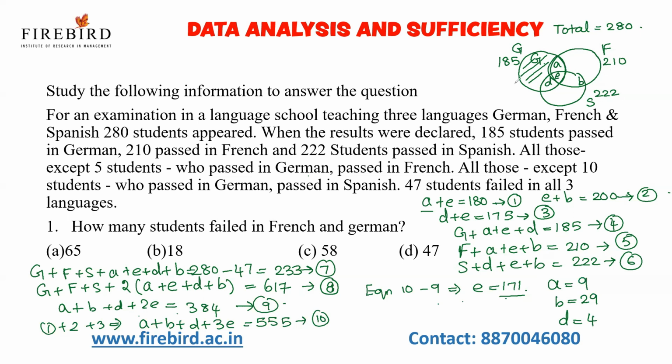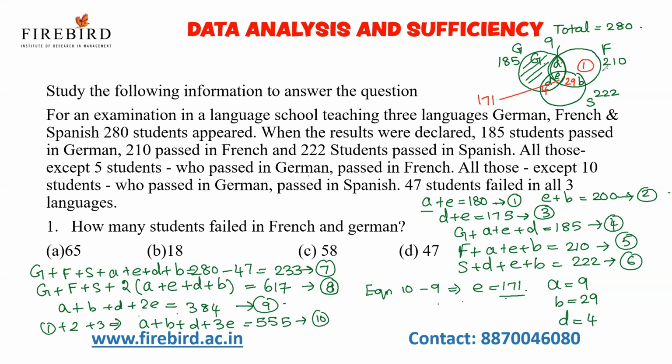Okay, right? See, now if I fill up this column, what is the value of A? 9. And what is the value of B? 29. What is the value of D? 4. And value of E is nothing but 171. And see, 210 minus 9 minus 171 minus 21. The value will be equal to 1.